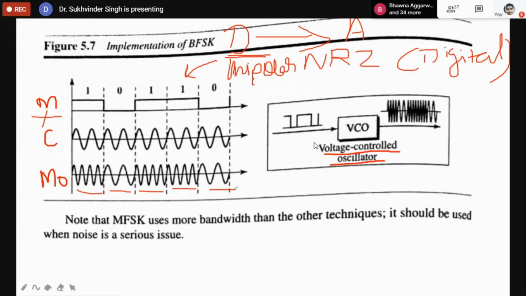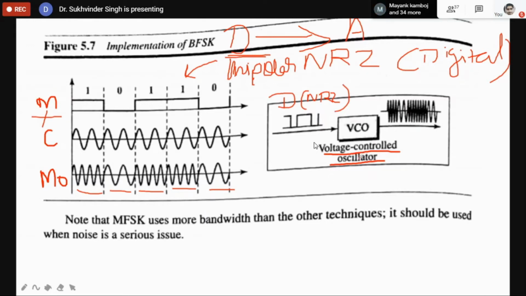Now how to implement this? To control this flow of frequency, higher and low frequency for the 1 bit and the 0 bit, we have a voltage controlled oscillator. So this voltage controlled oscillator controls the frequency and correspondingly what it represents. So at the input, we will have a digital signal which is NRZ. This signal is fed into a voltage controlled oscillator.